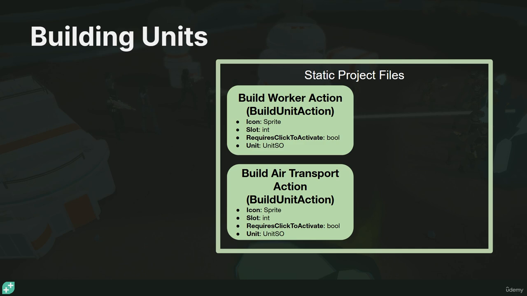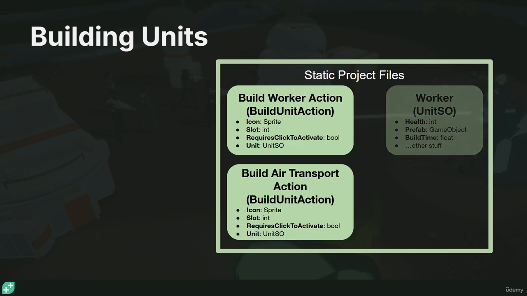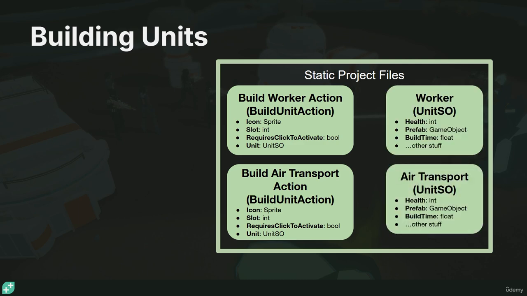So we'll have a build worker action and a build air transport action, etc., for each unit we want. These will have all those same properties that we get from action base with the sprite, the bool requires click to activate, and the unit scriptable object that we want to build. We've already made the worker and the air transport scriptable objects, and we're going to be extending that with a prefab game object and a float build time.